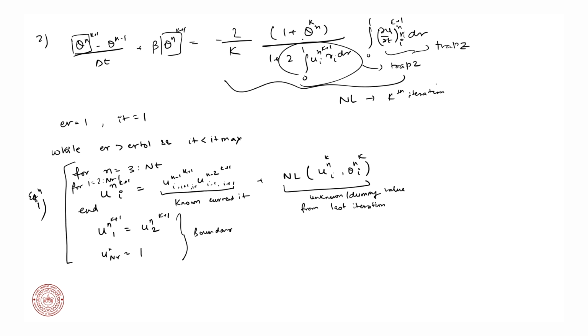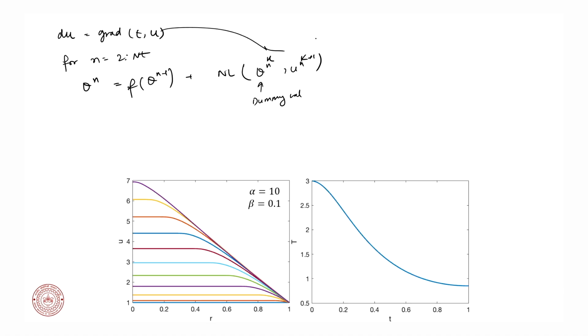What is this nonlinear term? This theta n of k. You end this. This is already initialized. Now, you can find your error just like last time. Save these values into a dummy vector from the last iteration. You can update that value.